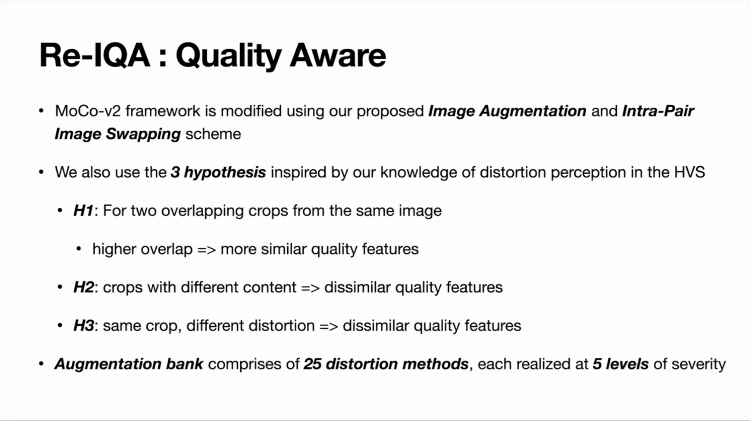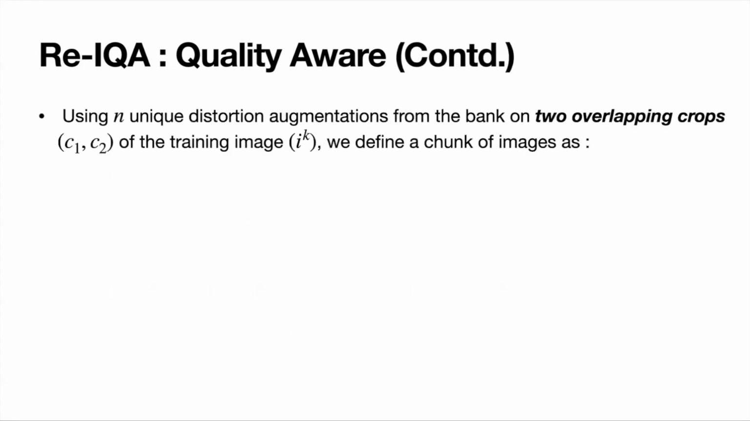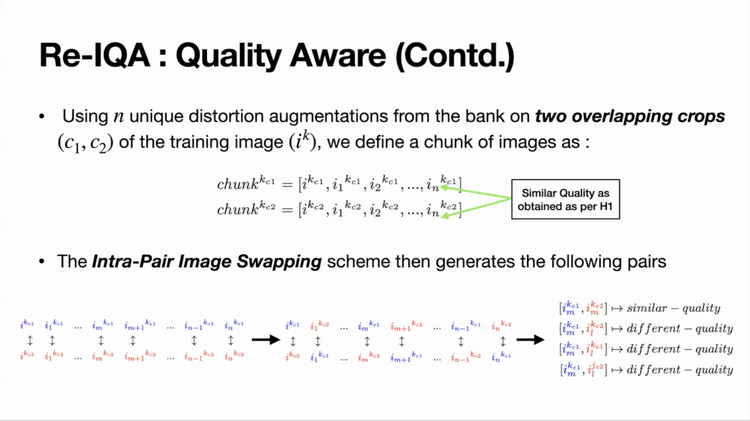The augmentation bank comprises 25 distortions applied at 5 different levels. For more details, please refer to the supplementary section of our paper. We create two chunks out of each training image, which consist of two overlapping crops from the image and their n unique distorted versions. Each chunk consists of images obtained from a single crop type. It is easy to see that the corresponding augmented crops are of similar quality as per our hypothesis 1.